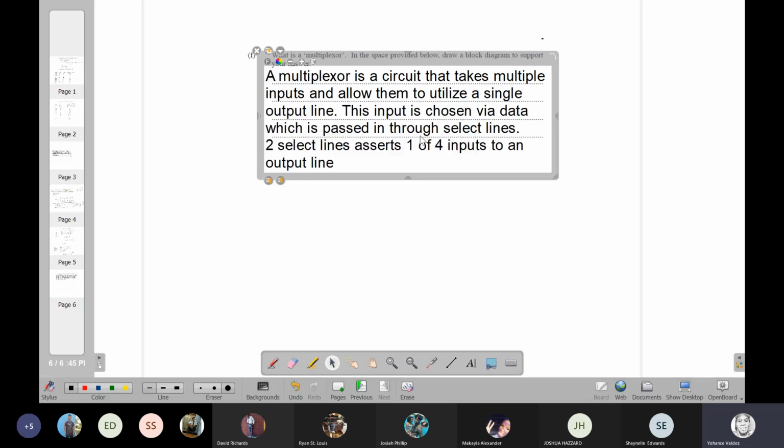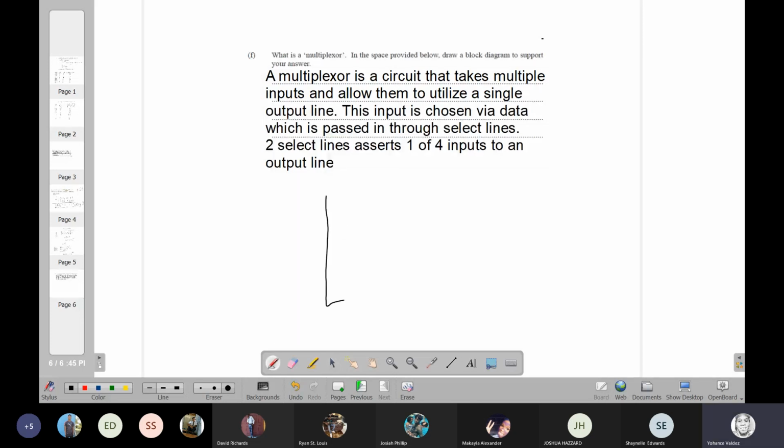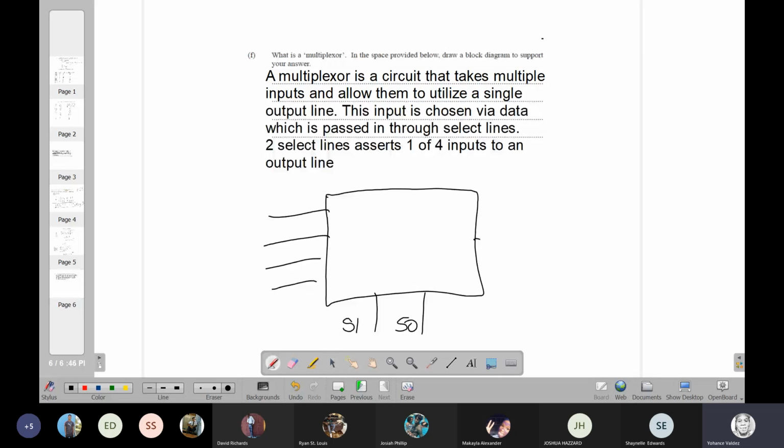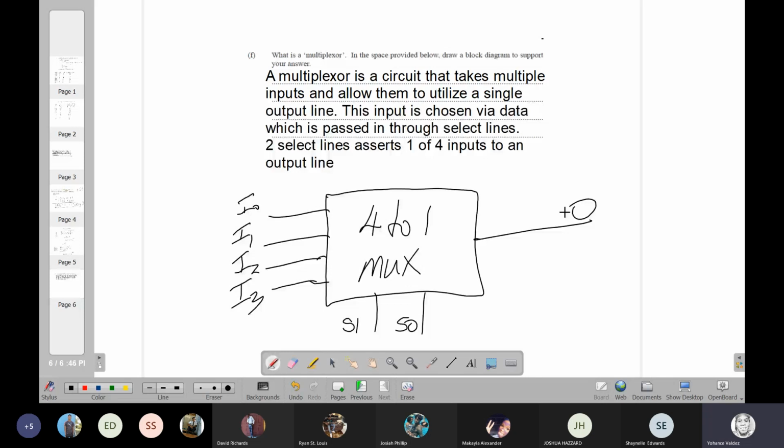And if we have to draw a block diagram to support this, our block diagram is going to look like this. All right, so this is S1 and S0. That's our 2 select lines. We have our input lines, and we have our output line. And this is a 4-to-1 multiplexer. I0, I1, I2, I3. This is your output line.